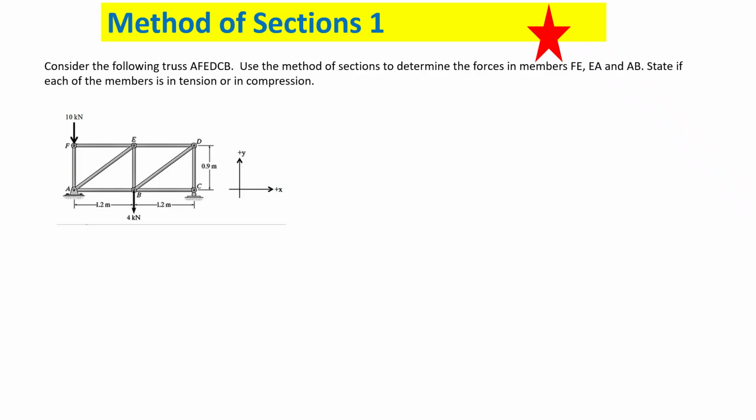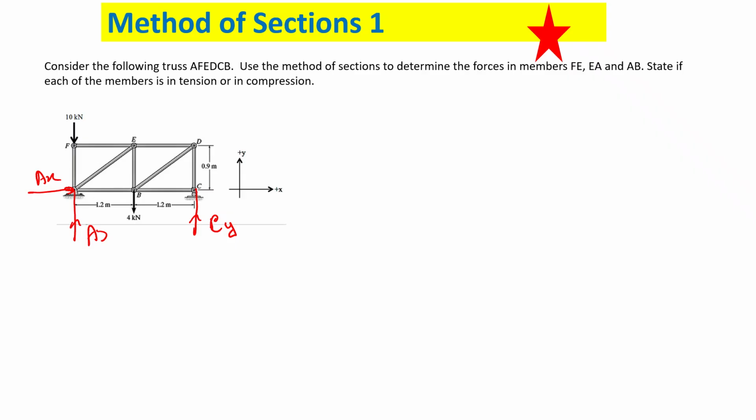Let's see. First, can you find the support reactions for this one? A and C. A is a pin, so if you draw the free body diagram, you can put AY and AX. Again, AX is 0. Okay, can you find me these, please? I'll give you time. AY, CY and AX.